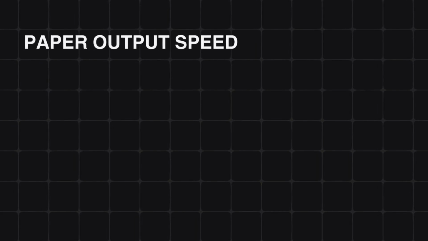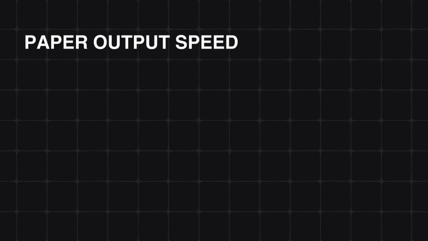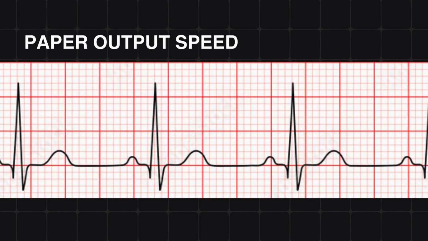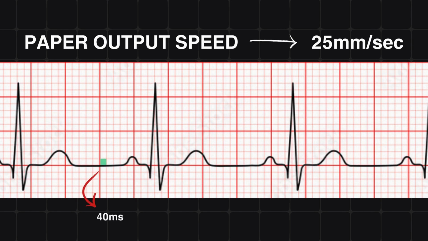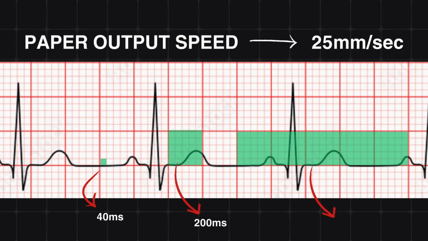Before we dive into reading ECGs, we need to know a basic concept: the paper output speed. It is the rate at which the ECG machine prints out a trace. The standard output speed is 25 mm per second. At this speed, one small square equals 40 milliseconds or 0.04 seconds. So one large square equals 200 milliseconds, and 5 large squares equals 1 second. Now that's covered, let's get started.